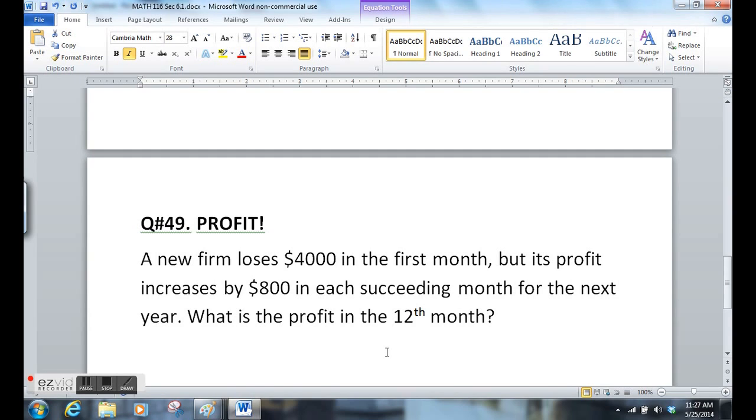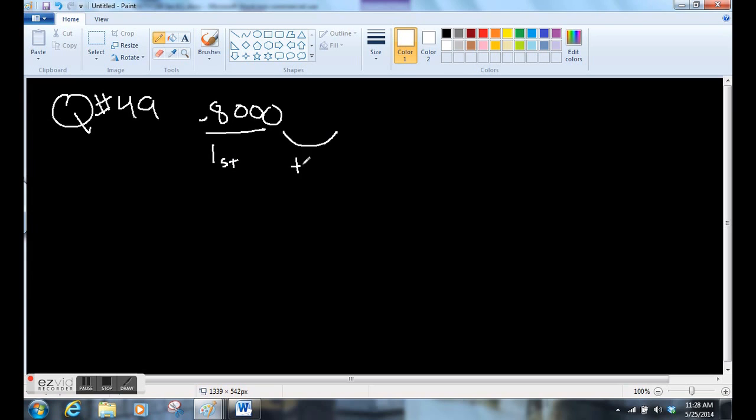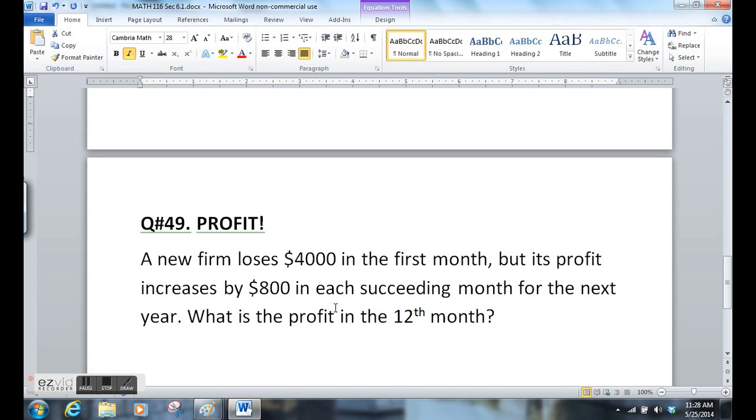Okay, so when you're looking at this problem, one thing to notice is the profit here. Let me get a little page out here. So this is question number 49. So the first month you had -$8,000. Well, that's too bad. So that was the first month. The next month, the profit is going up by $400. I'll go back to the problem. See? Oops, $800. Ah, look, I got my 8s and my 4s backwards. The profit is going up by $800.